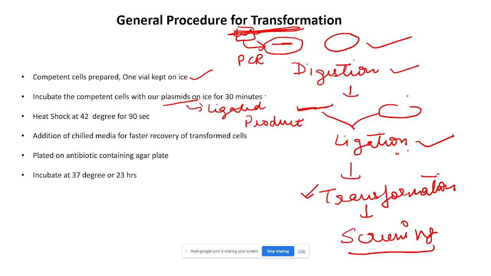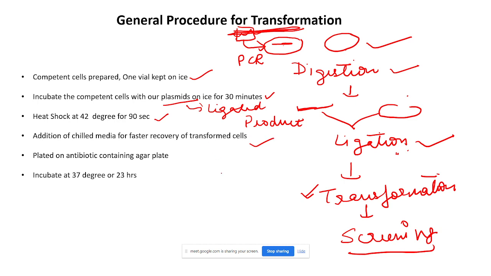on ice for 30 minutes. After 30 minutes, immediately I will give a heat shock for 90 seconds. Not more than that, because it may harm the competent cells. So just 90 seconds is enough. Then immediately after the heat shock, I will add the chilled media for faster recovery of the transformed cells.